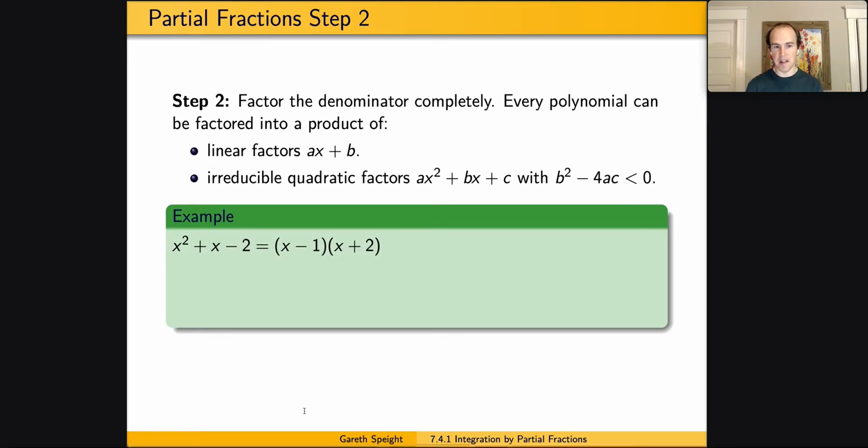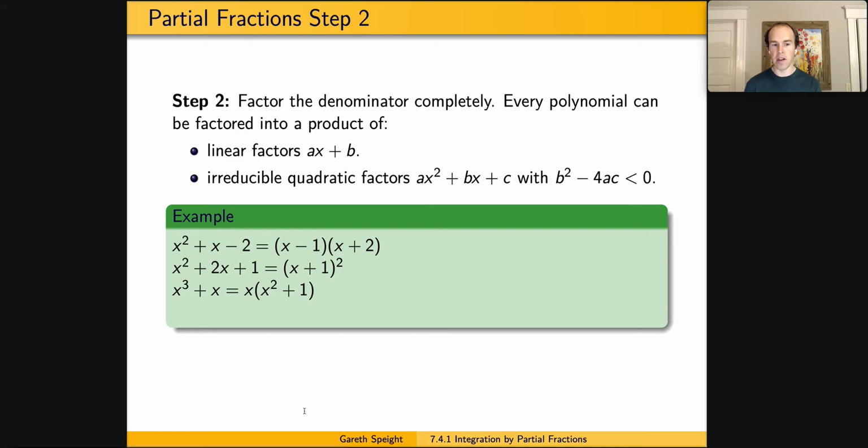Okay, so for instance, here are some factorizations. If we look at x squared plus x minus 2, that can be factored as x minus 1 times x plus 2. x squared plus 2x plus 1 is equal to x plus 1 squared. In the first example, there were two linear factors that were different, so non-repeated linear factors. In the second one, it was x plus 1 squared, so we sometimes think of that as a repeated linear factor. The x plus 1 is repeated: x plus 1 times x plus 1 is x plus 1 squared.